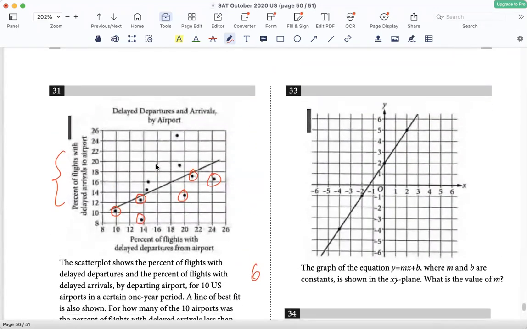The graph of the equation y is equal to mx plus b is shown. What is the value of m? So m is the slope. So we have 0, 2 and -2, -1, right? So 2 plus 1, 3/2, right? Slope is 3/2.